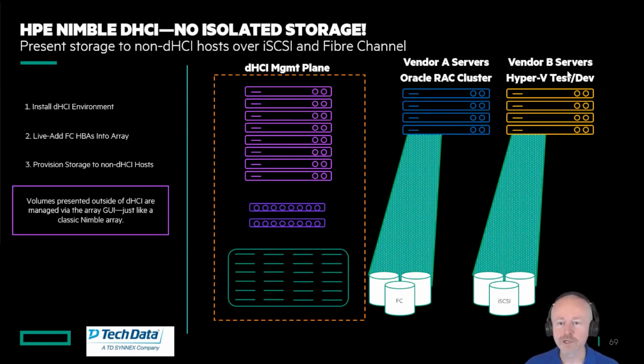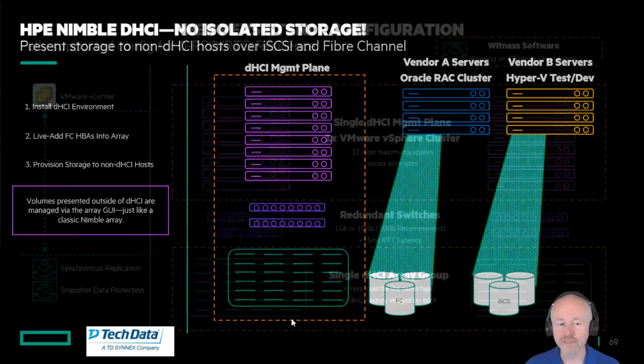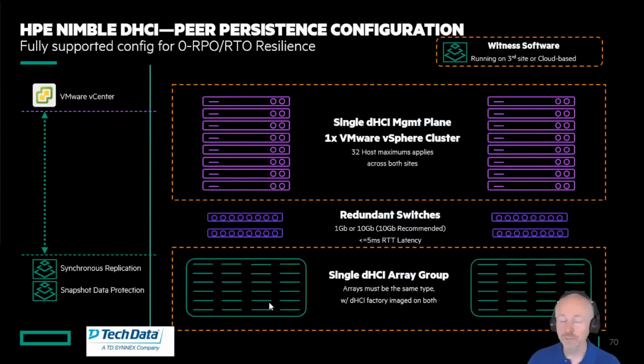And then if your customer says, hey, I have a Hyper-V environment, I have an Oracle environment, yes, you can connect those servers outside the dHCI stack. Yes, you can connect those servers over iSCSI or over Fibre Channel to that dHCI array. So you can put that data on there. Know that this is supported. It's a really open platform. It's also something that is not possible with SimpliVity. With SimpliVity, it is an NFS datastore for SimpliVity nodes, and that's it. No Fibre Channel support, for instance.